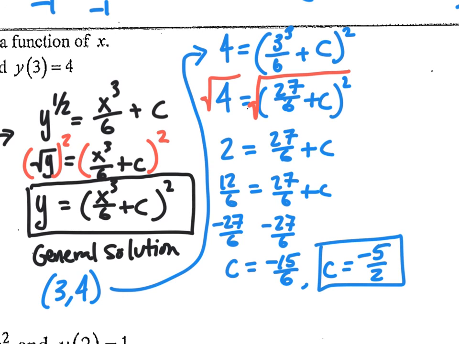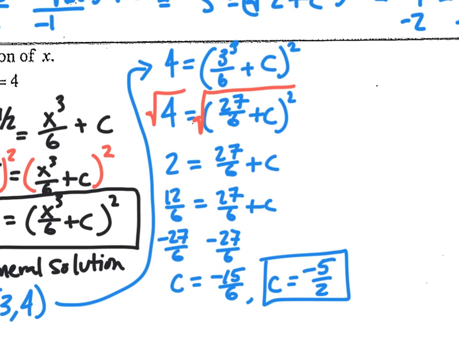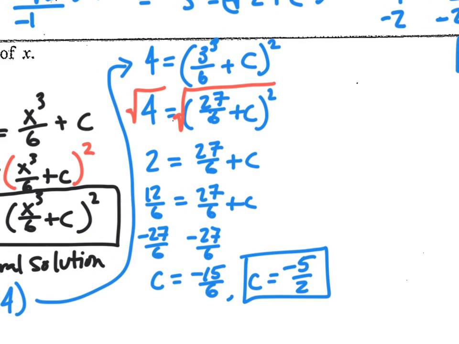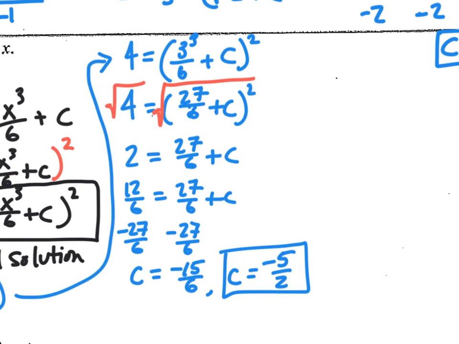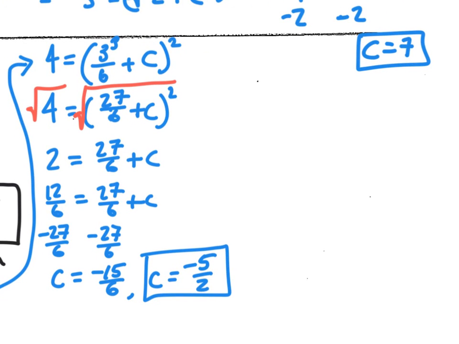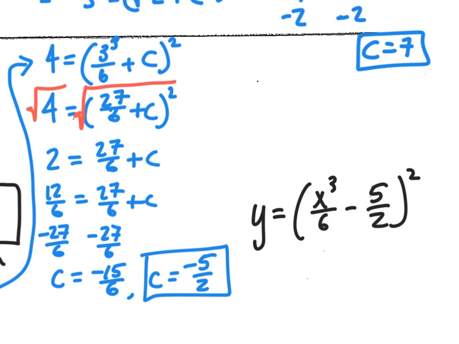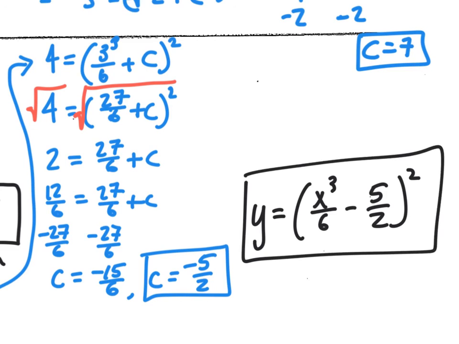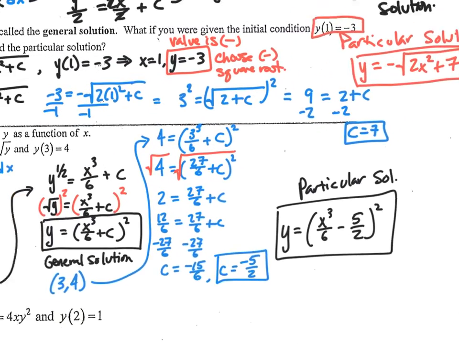And so we've got this value here, and so I want to plug this back into my general solution. So I'm going to end up getting that y is equal to the quantity x cubed over 6 minus 5/2 quantity squared. And this is my particular solution, okay? Particular solution.